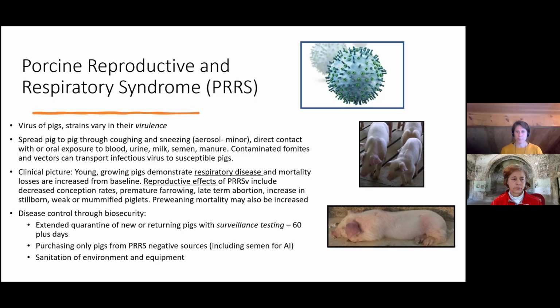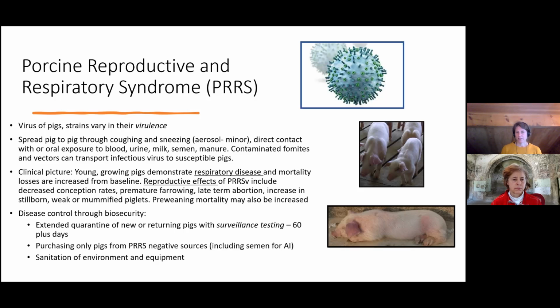The other thing to note about PRRS is that it can interact with other respiratory infections to cause a more severe disease. So remember when we talked about swine influenza, we said uncomplicated swine influenza typically is associated with a low mortality, so a low death rate. PRRS can complicate a swine influenza infection and increase the death rate from that virus. So it certainly doesn't make a pig better off to be infected with this PRRS virus.